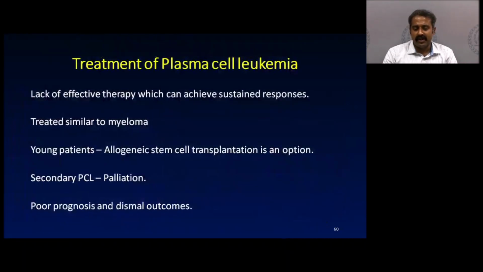Treatment: there is a lack of effective therapy which can achieve sustained responses in plasma cell leukemia. They're treated similar to multiple myeloma patients. In young patients, allogeneic stem cell transplantation is an option. In patients with secondary plasma cell leukemia, because of the lack of a standard therapy and because of the extremely dismal outcomes, palliation is a treatment option. And in either of these, whether it be primary or secondary plasma cell leukemia, remember that the prognosis is poor and outcomes are dismal.